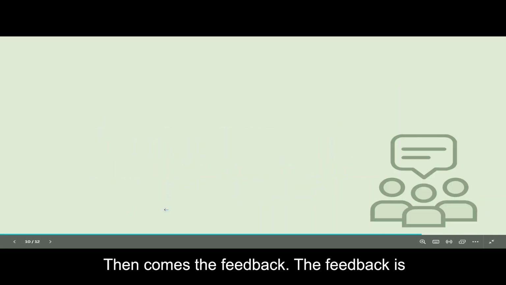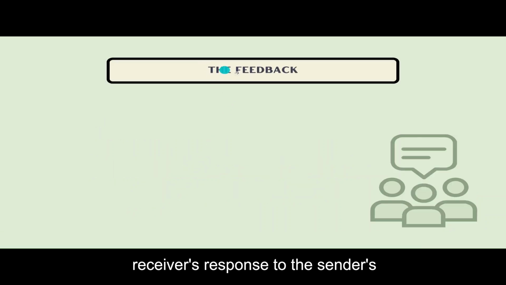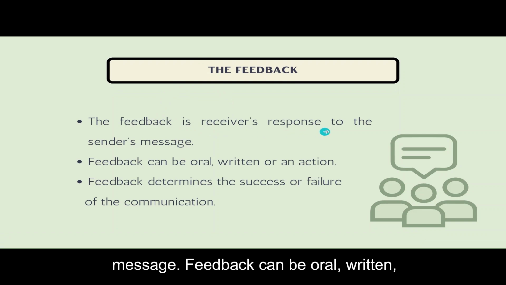Then comes the feedback. The feedback is the receiver's response to the sender's message. Feedback can be oral, written, or an action. Feedback determines the success or failure of the communication.